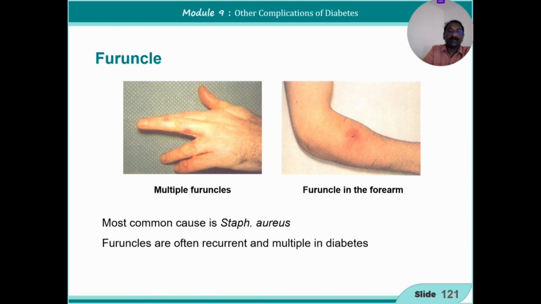See the furuncles, multiple furuncles, furuncle in the forearm. Staph aureus is the most common cause. They are recurrent and multiple in diabetes.